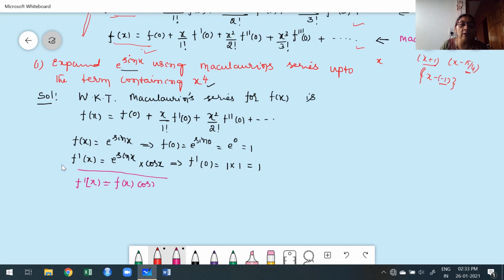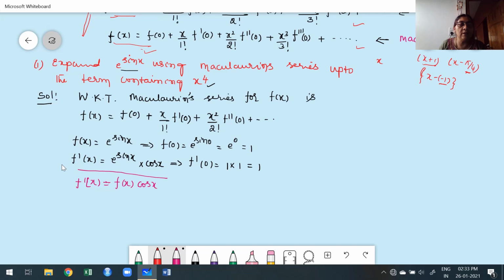Why am I doing it like that? Because suppose you retain e power of sin x. Again, to differentiate, I go for the product rule. But what is the derivative of e power of sin x? e power of sin x into cos x. It involves a larger number of functions. Once you have a very tedious function, it's not easy to find the higher derivative.